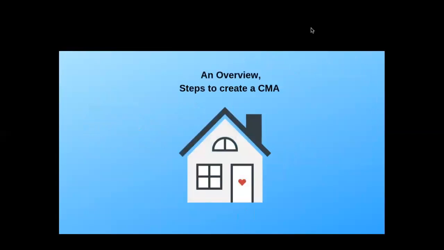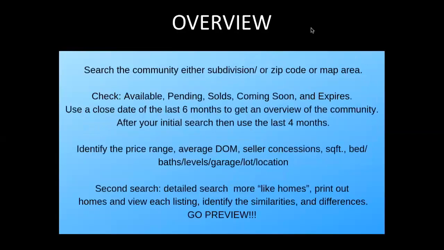Let's talk about an overview, the steps to create a CMA. The first step is you need to search the community, either by subdivision, zip code, or use the map tool. You need to look at the availables, the pendings, the solds, the coming soons, and the expires. Yes, I know expires aren't used in appraisals.